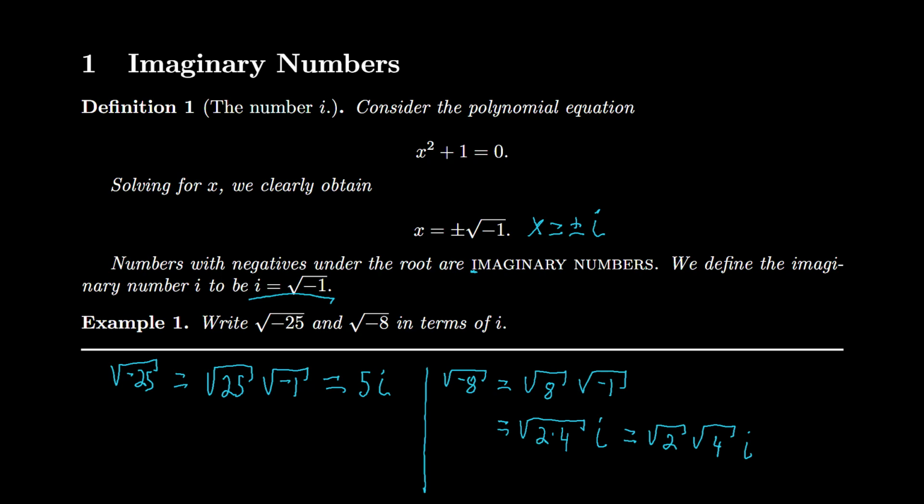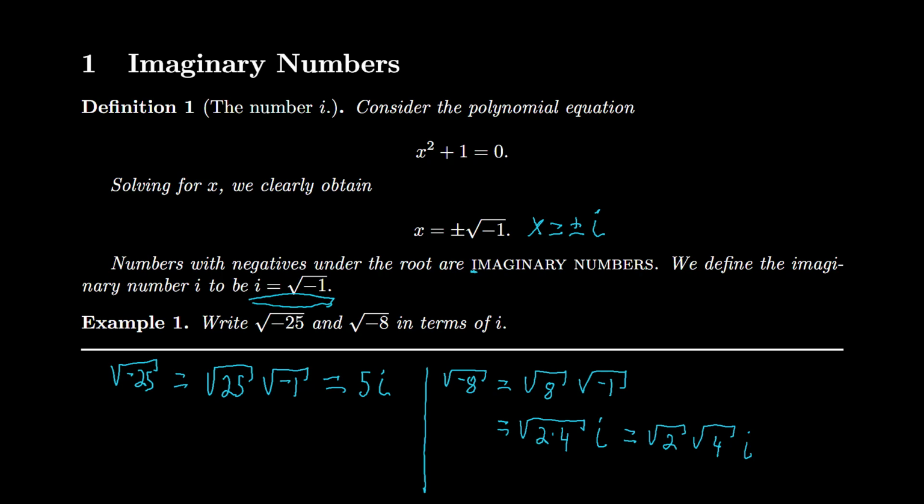Not the square root of i, just i. Remember, i has the square root included in the definition. The square root of i would be the square root of the square root of negative 1, which is the fourth root of negative 1, which isn't at all what we want. So we just simplify what we can here.